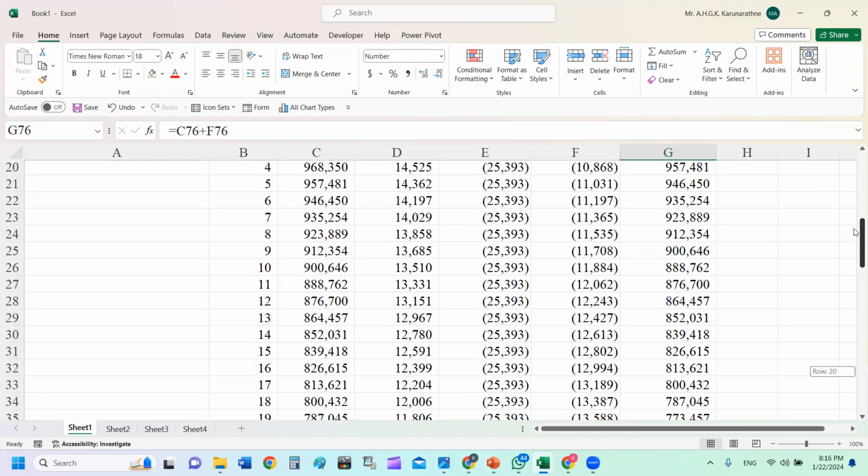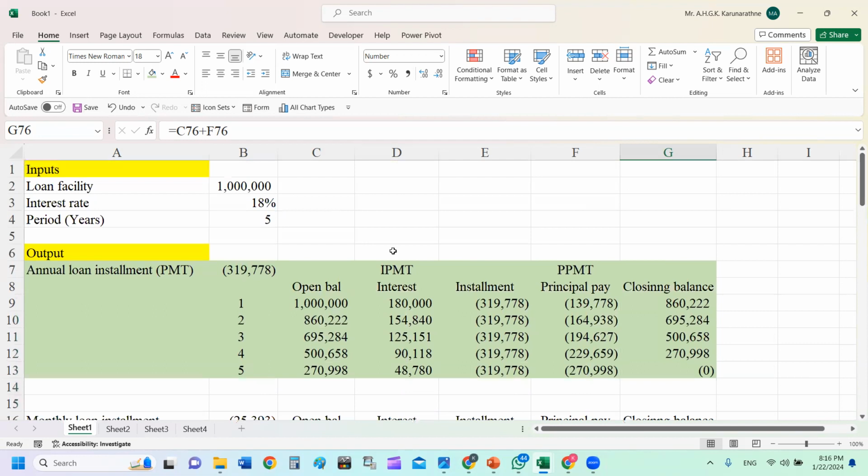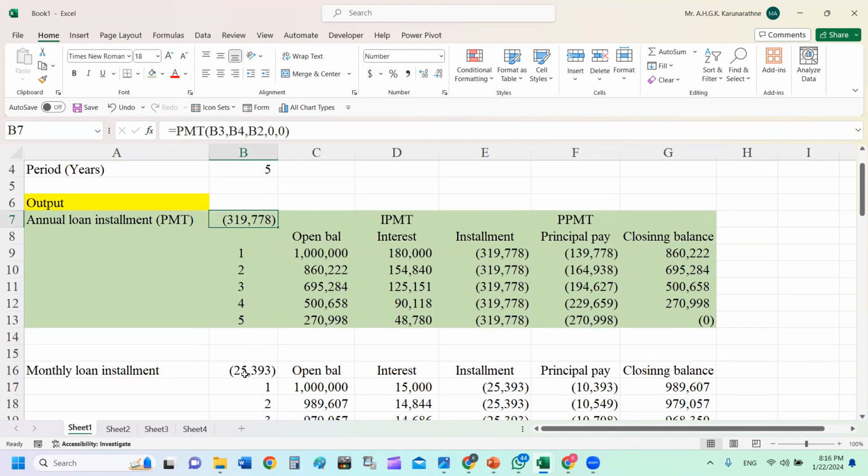Right, now you know how to prepare and how to determine the annual loan installment if you are going to repay the loan annually, or in most practical cases, banks' loans are repaid on a monthly basis. In which case we can still use the PMT function. Make sure the interest rate is divided by 12 and the number of periods or years is multiplied by 12.